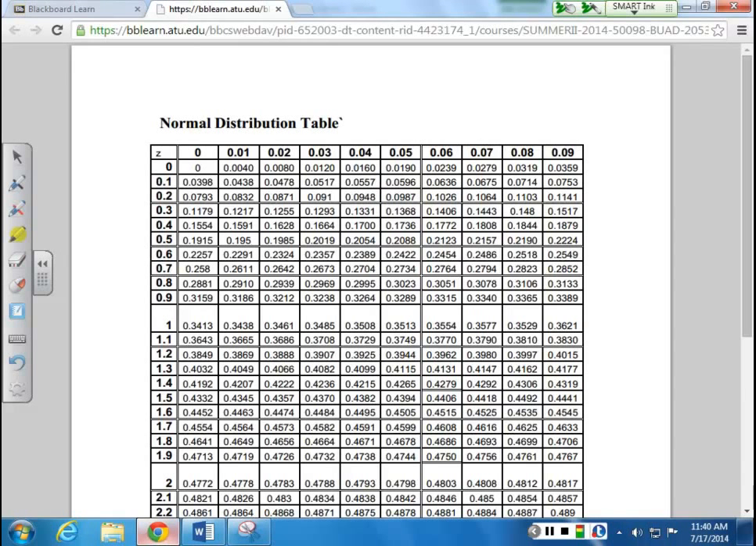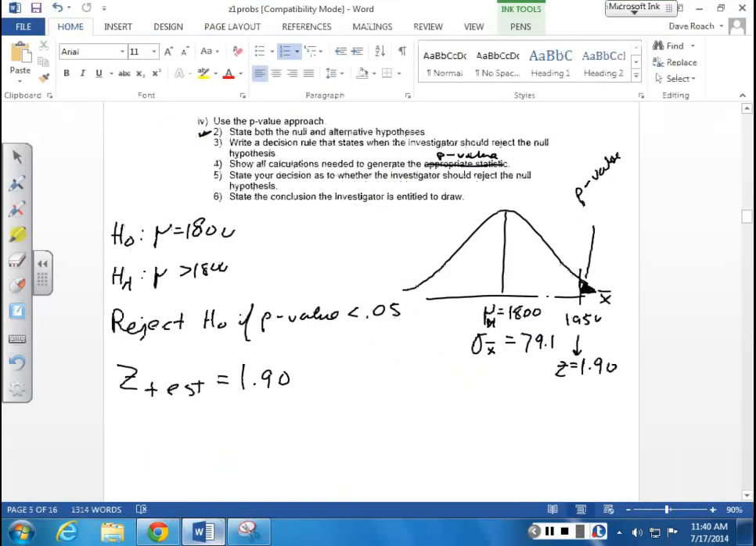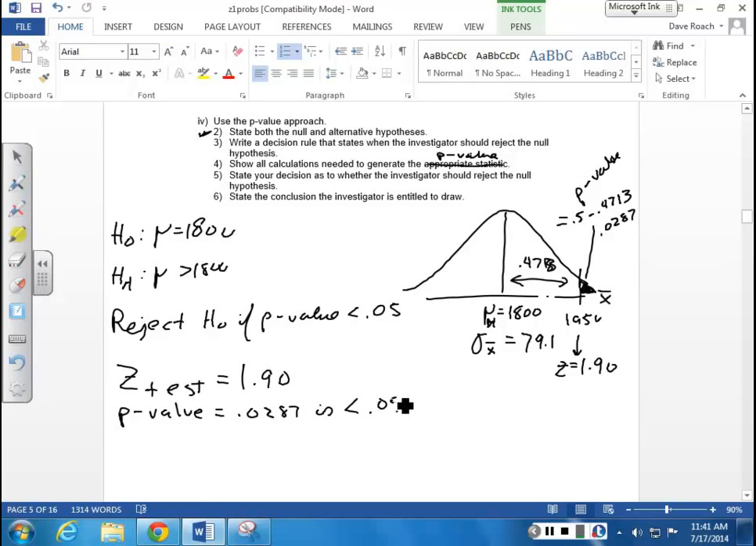So this is what we've done before. In the z-table, we have 1.90, so that's 4713. Nothing new about that. So this is 0.4713, so the p-value is equal to 0.5 minus 0.4713, was it? I think I wrote 8, but that should be a 3. And that's 0.0287. So that is our p-value, 0.0287. And the p-value is less than 0.05, which means that we reject H0.